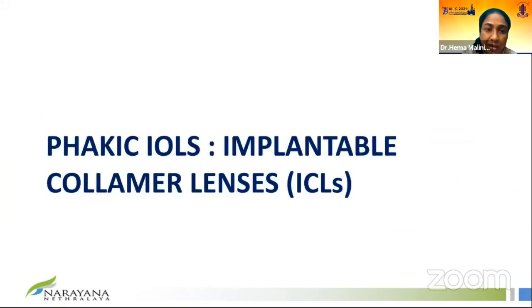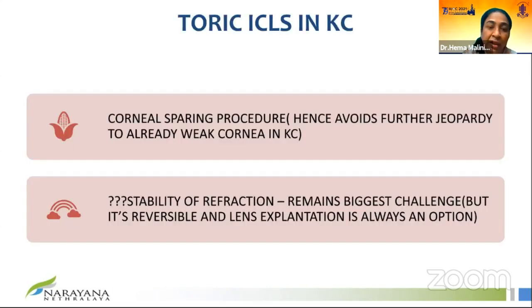Now, the first subsection, the phakic lenses. Here I'll be concentrating on the ICLs. The two main important features: one is toric ICLs in keratoconus. It's a corneal sparing procedure, hence it avoids any further jeopardy to the already weak cornea in keratoconus. But the biggest challenge is always stability of refraction.